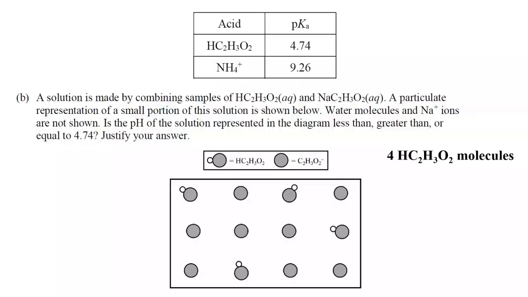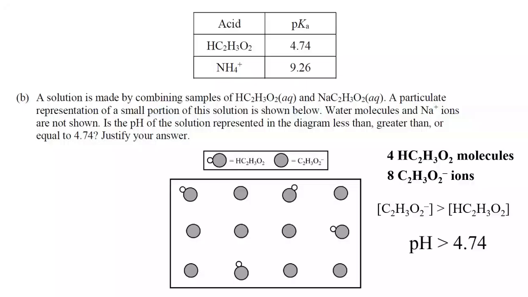So when we count the particles in this diagram, we can see 4 molecules of the weak acid, acetic acid, HC2H3O2, and then we can see 8 ions of acetate, which is the conjugate base. So since the concentration of the acetate is greater than the concentration of acetic acid, that means that there's more of the conjugate base than the weak acid. So the pH must be greater than 4.74 because the concentration of the conjugate base is greater than the concentration of the weak acid.